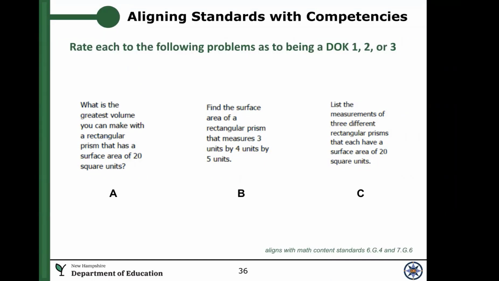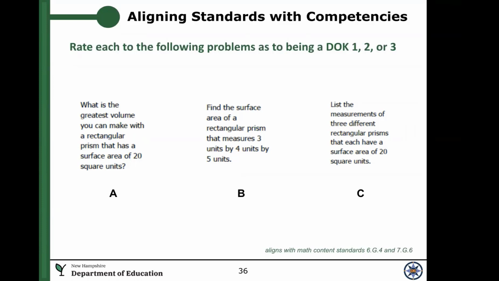And we can see that C is our DOK 2 because now we're given the surface area and they have to provide us 3 different rectangular prisms that will each give us a surface area of 20 square units. So they'll have to try multiple variations out to see which ones fit the criteria or not. And then DOK 3 is A. So now they're taking what they used in 2 and then finding the one that will give us the greatest volume while having a surface area of 20 square units.